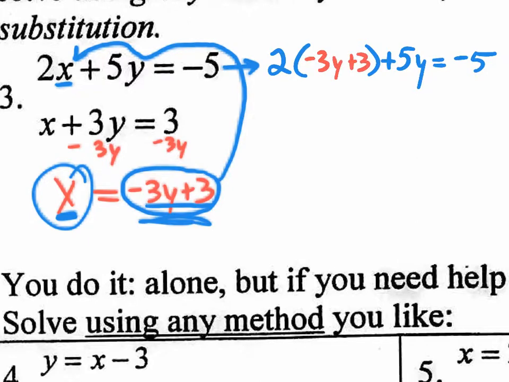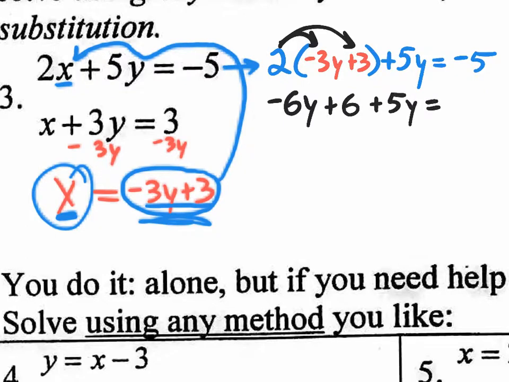And then I'm going to distribute. 2 times negative 3y is negative 6y. 2 times 3 is positive 6. Bring down the plus 5y. Bring down the equal sign. Bring down the minus 5. Now I still have 3 terms on the left side. I'm going to combine like terms. In other words, I'm going to combine the negative 6y with the positive 5y.